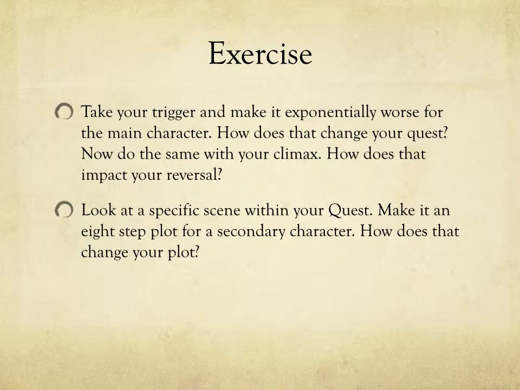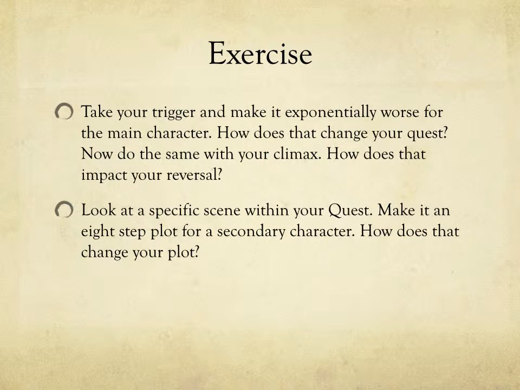And then look at a specific scene within your quest, because the quest is where the action tends to bog down and pacing slows, and stories start to fall apart in that second act in the middle. Make it an 8-step plot point for a secondary character. How does that change your plot? One of the things we should do is look at secondary characters and try to figure out what their 8-step process is within the story.